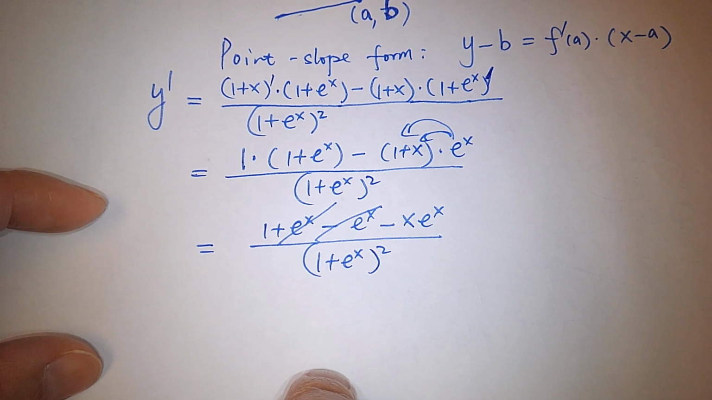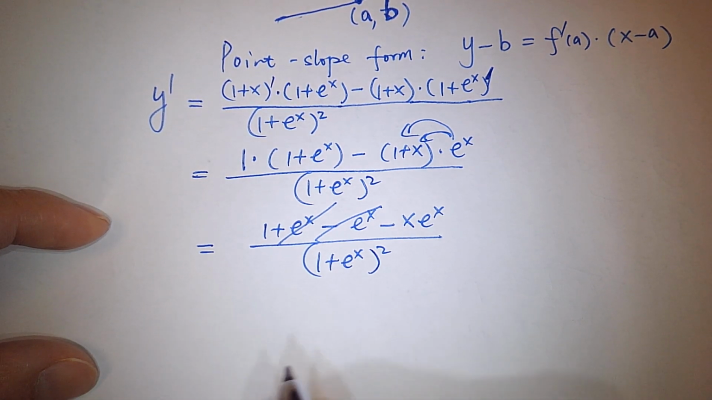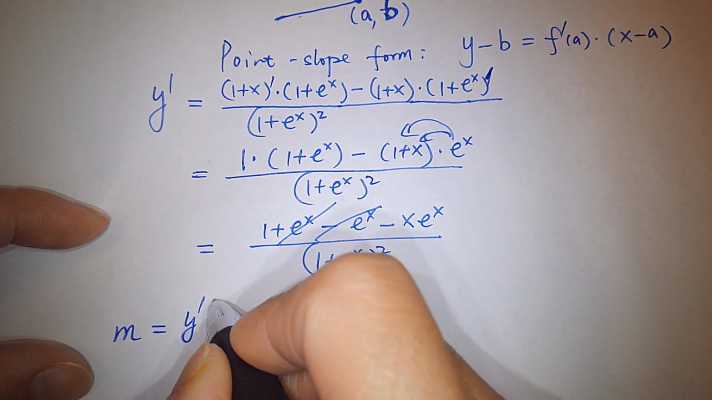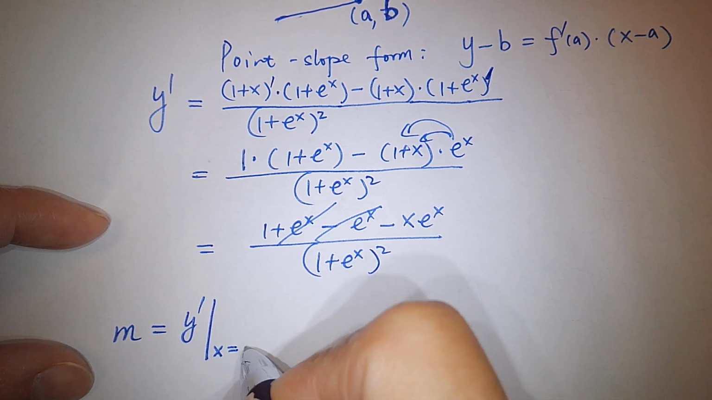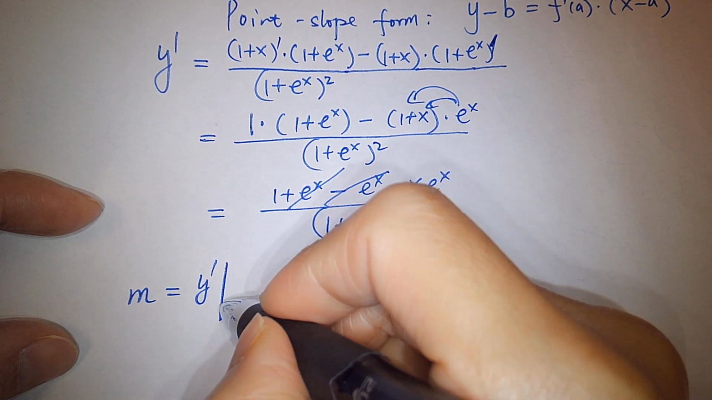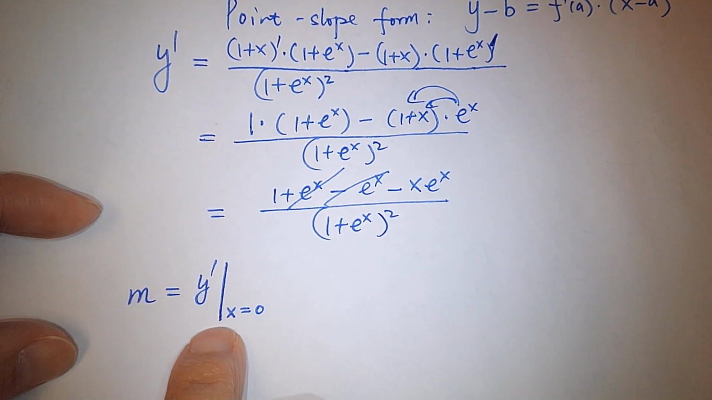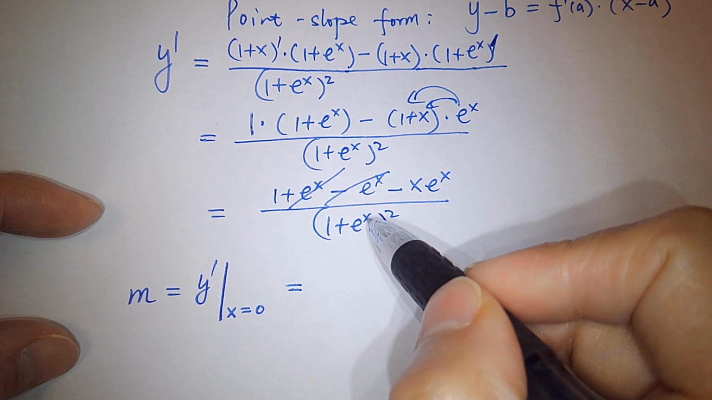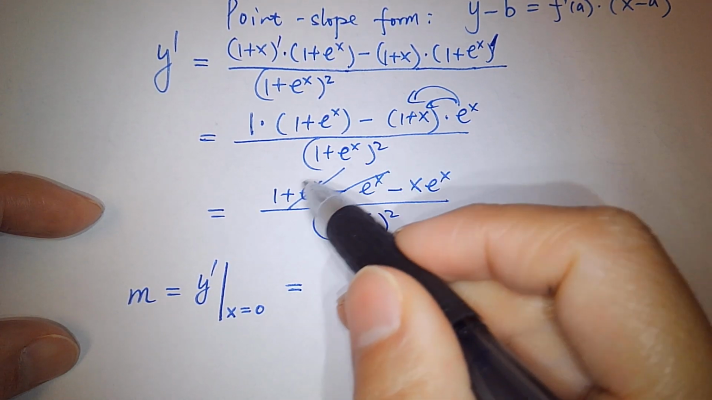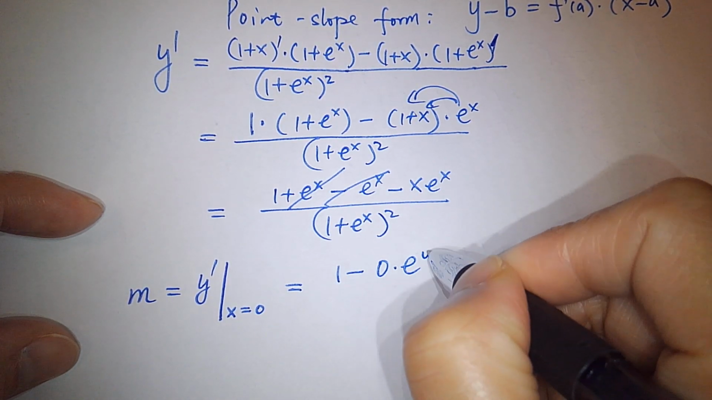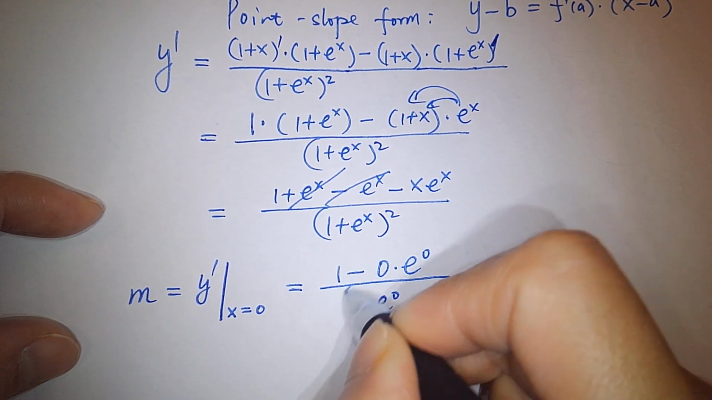But this is the slope, no. So the slope of the line m equals the derivative of the function when x equals what? A, which is 0. So y prime, at when x equals 0. So now we are going to plug in x by 0 into this expression. So it's going to be 1 minus 0 times e to the 0, divided by 1 plus e to the 0, squared.